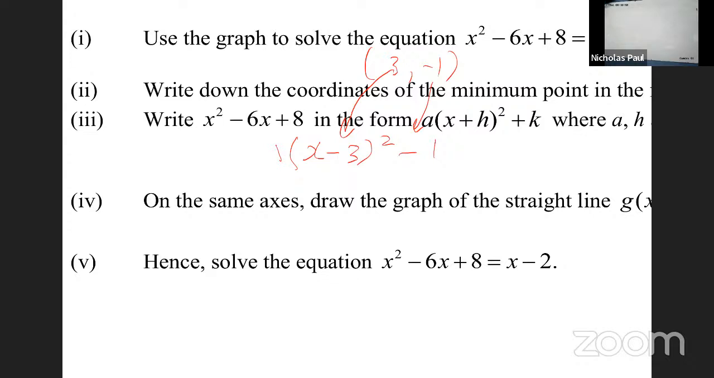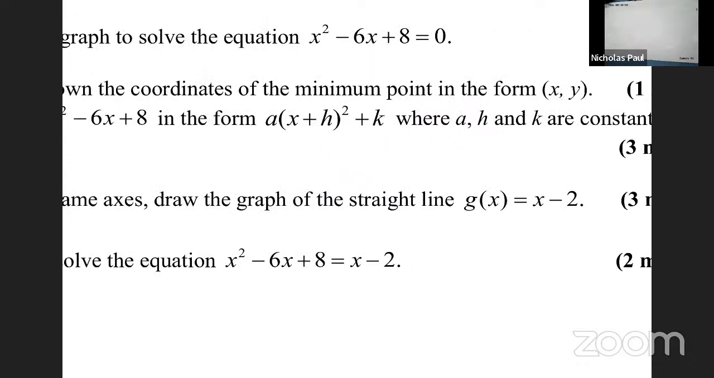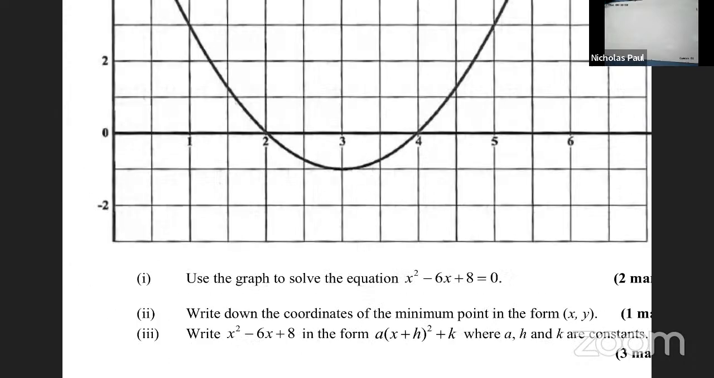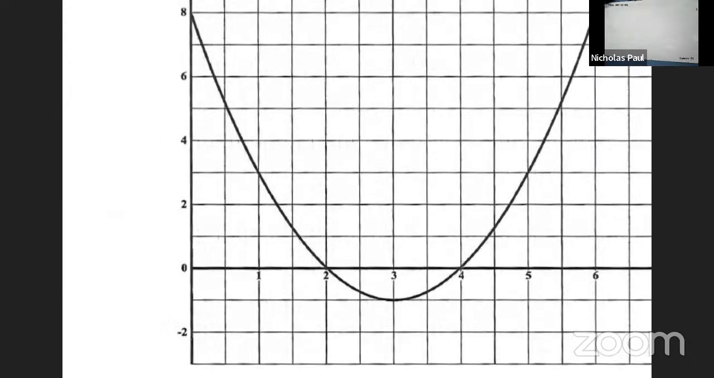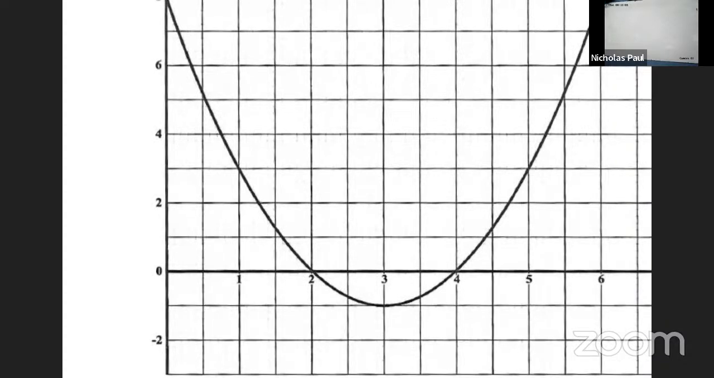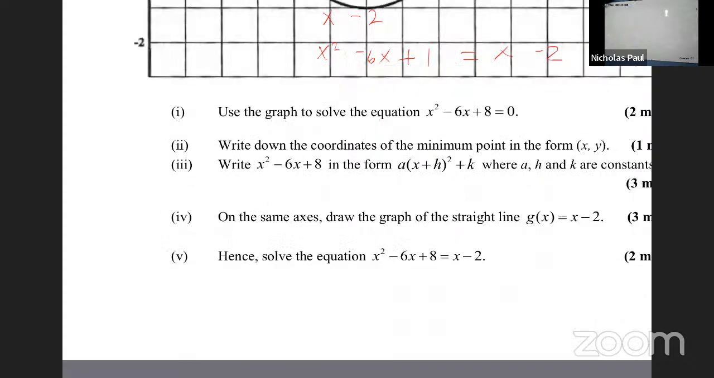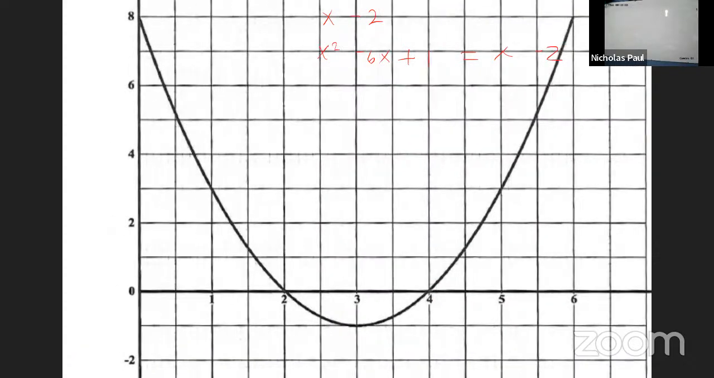And next part, on the same axis, draw the graph y equals x minus 2. I need some help there. How are we doing that? They want you to do 2 things. Draw y equals x minus 2 and then solve x squared minus 6x plus 8 is equal to x minus 2. That's the last part.